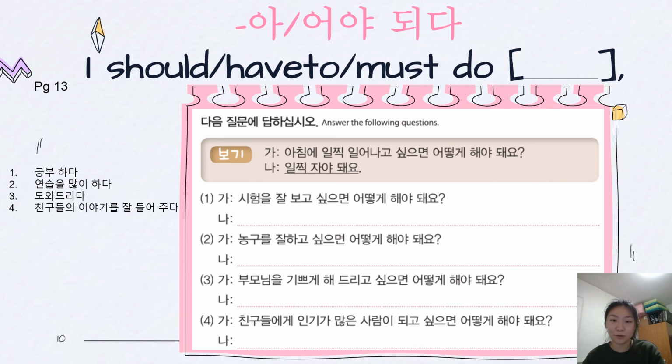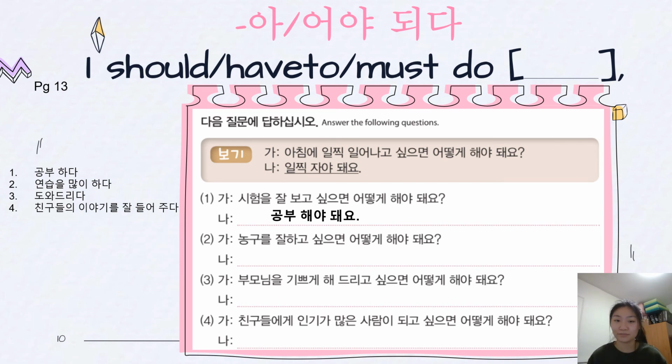Then let's try working on number 1 together. I've also put the general verb and the context of your answer on the left for your convenience. So let's look at number 1. What is 가 asking? 시험을 잘 보고 싶으면 어떻게 해야 돼요? If you want to do well on a test, what should we do or what should I do? What do you think you should do? We should study. Therefore, we would say 공부해야 돼요.